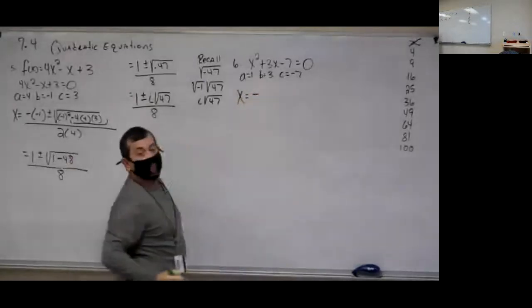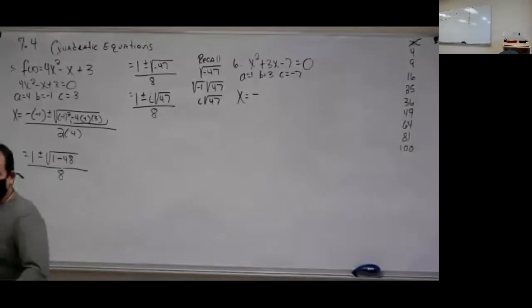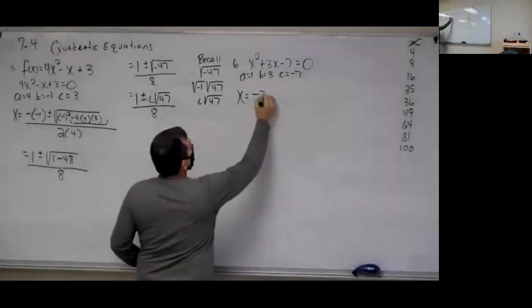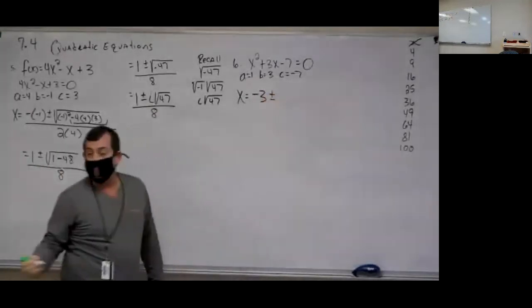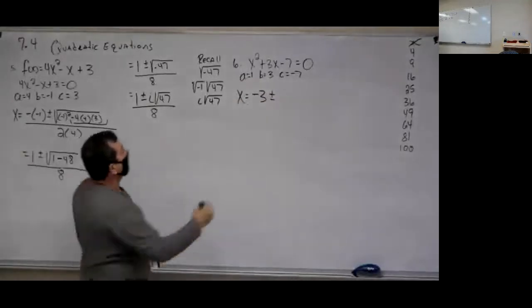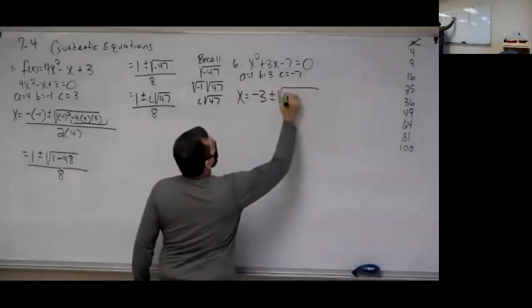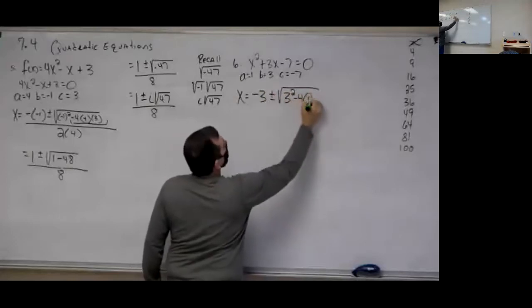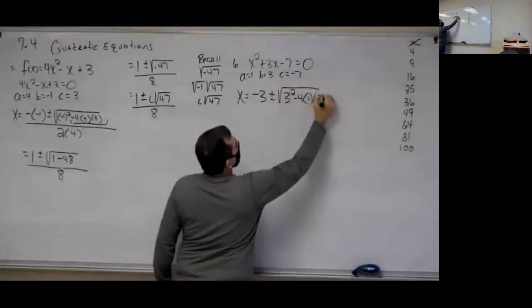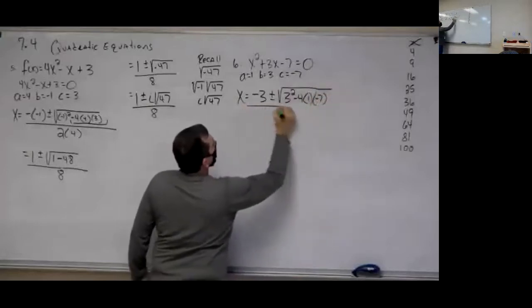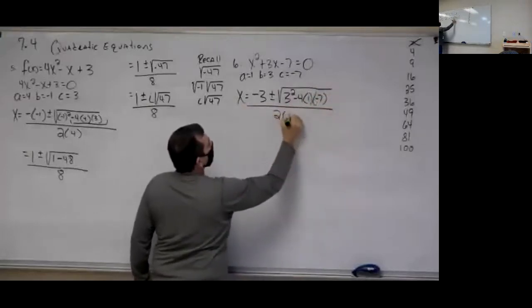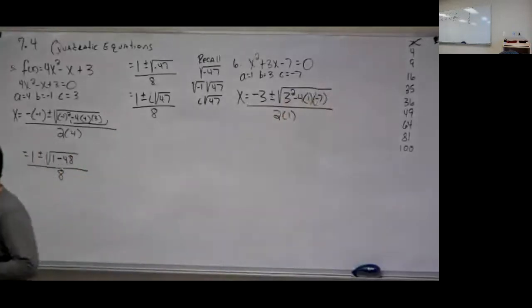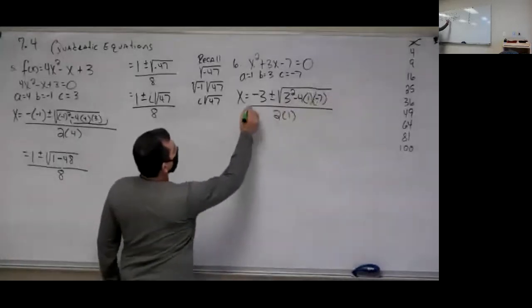So negative b, this time b is a positive 3. So the negative is basically going to turn that into a negative 3. Then I got the square root of 3 squared minus 4 times a, which is 1, times c, which is negative 7, all over 2 times 1. All right, so negative 3.